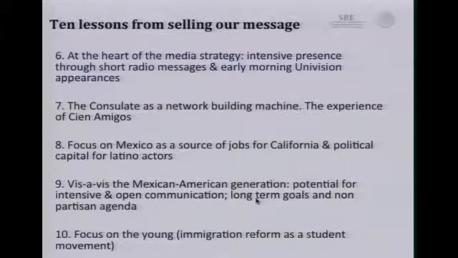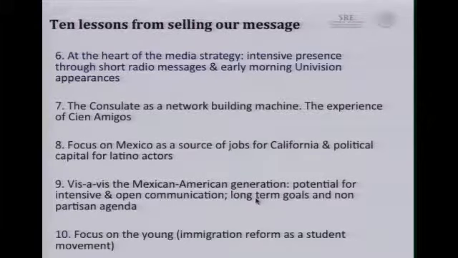So, lesson number 9, vis-a-vis Mexican Americans, vis-a-vis that generation, there is the potential, not yet realized, but I do believe that in the future we will see that. There is the potential for creating a dialogue between the Mexican-American leadership in this country and Mexico that is intensive and open. That means nobody apologizes for calling each other every 5 minutes. It is focused on long-term goals and is non-partisan.